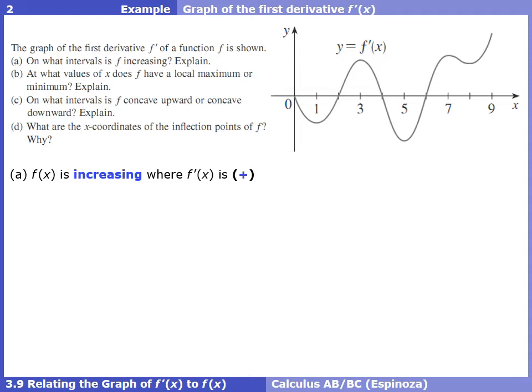So I think the best way to start these problems is to always justify first. If you justify first, you're doing two things. You're explaining, which most of these problems will have you do, and you're also giving yourself the reminder of what you should be looking for on these graphs of derivatives. So we know a function is increasing where f prime of x is positive. So where is a graph positive?